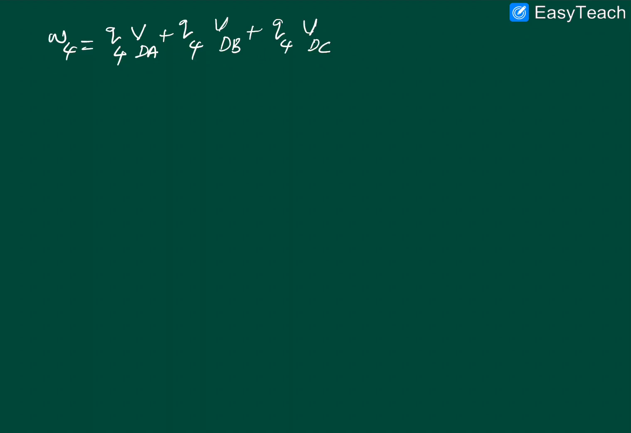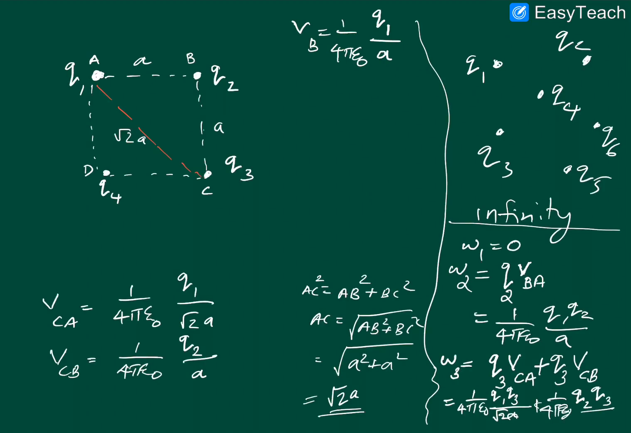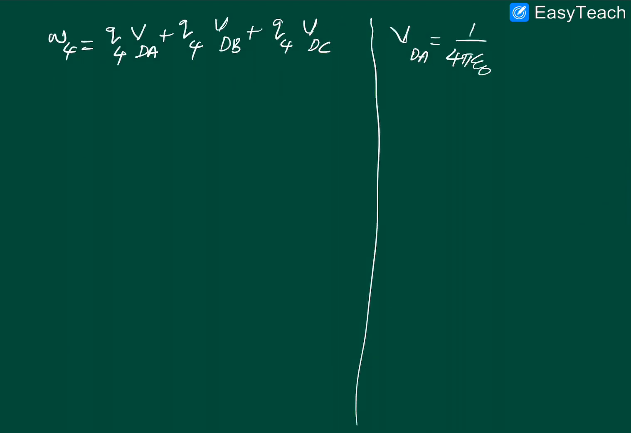Okay, now you can find VDA. What is VDA? 1 by 4 pi epsilon 0. From D to A, distance is A. And which charge is creating potential at D from A? It is Q1. So the expression is 1 by 4 pi epsilon 0 Q1 by A.